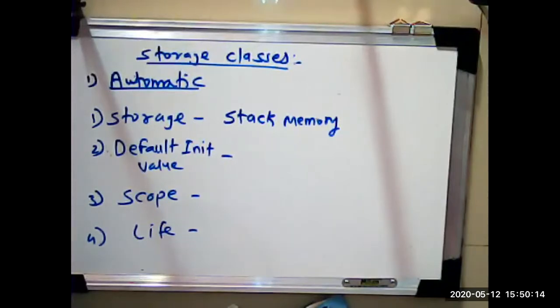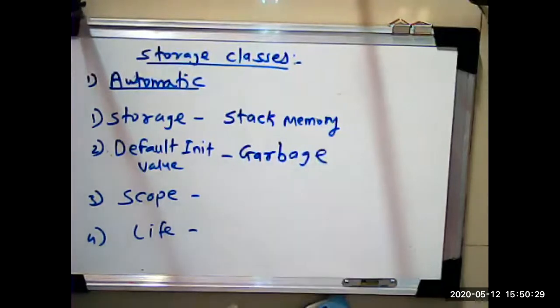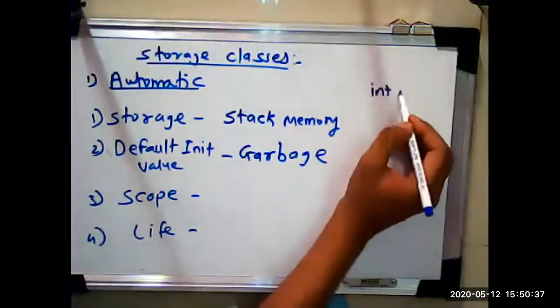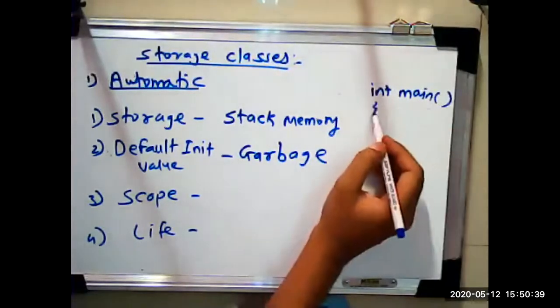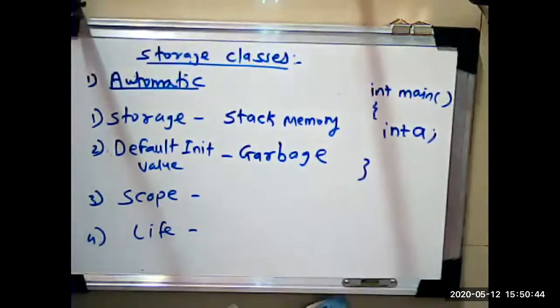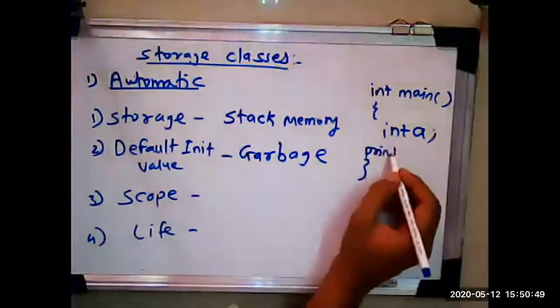Actually it is a read-write memory. The memory is not cleared every time. So that's why the default initial value of the stack memory is garbage. Garbage means any unpredictable value. Take an example of int main. In the main function, suppose you have declared one variable a, and you have not initialized it, and you are just printing the value of a.